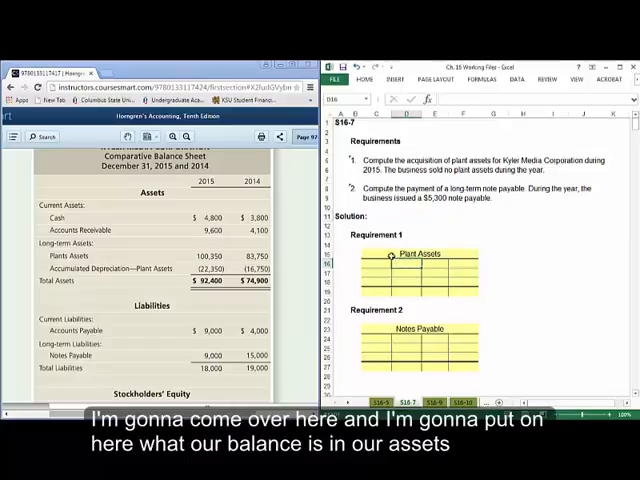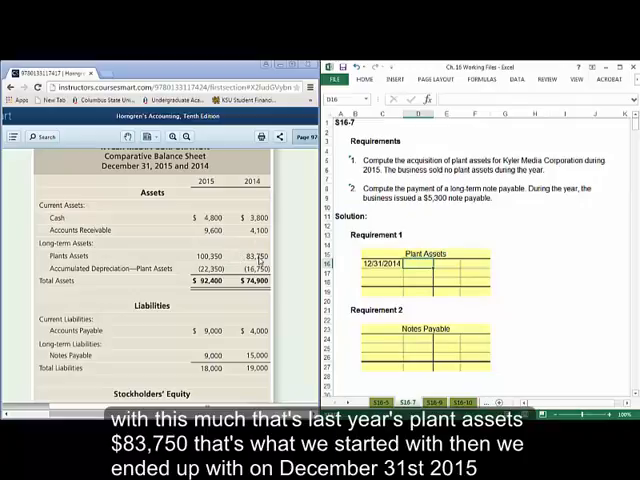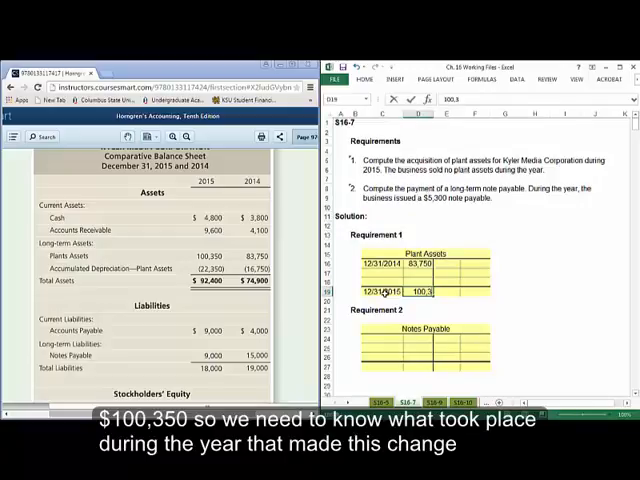So we got our balance sheet right here, and look at those long-term assets. So I'm going to come over here and put on here what our balance is in our assets this year. So we started out at the beginning of the year 2015 with this much. So that's last year's plant assets, $83,750. Okay, that's what we started with. And then we ended up with, on December 31st, 2015, $100,350.